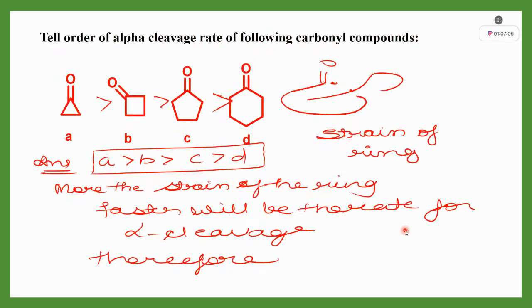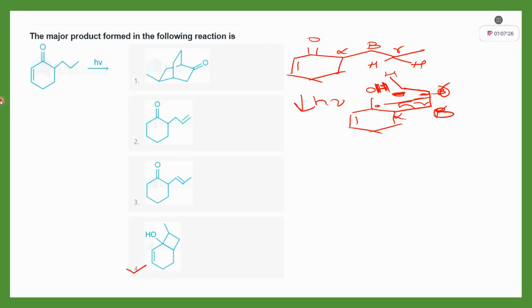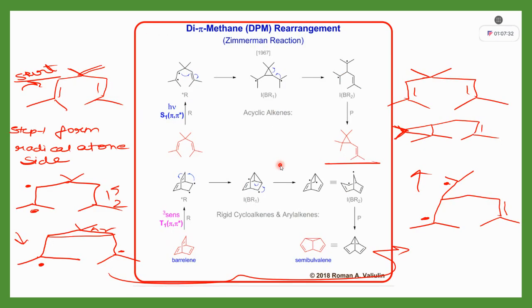Okay. Then I solved this question. I had asked about alpha cleavage rate. The more the strain, the faster it will be ready for alpha cleavage. Yes or no? Alpha cleavage is cleavage of this bond, na. Since strain is there in this type of system, the order will be A B C D. This is the question you can see in my video whenever you are provided with these lectures.